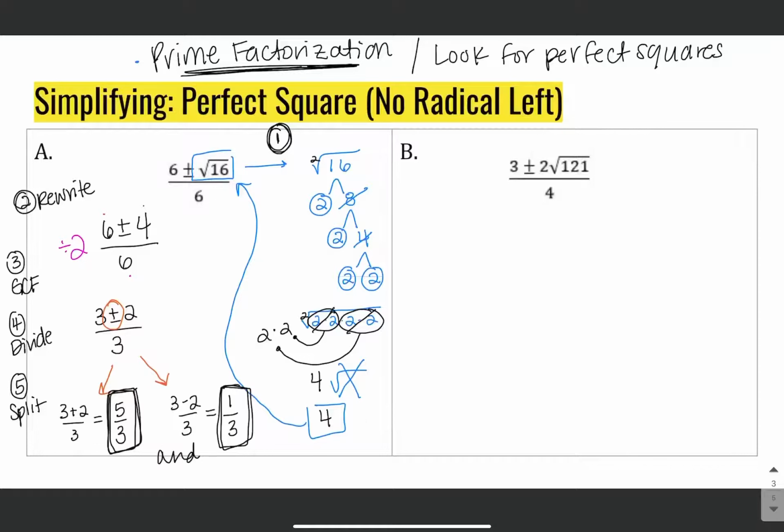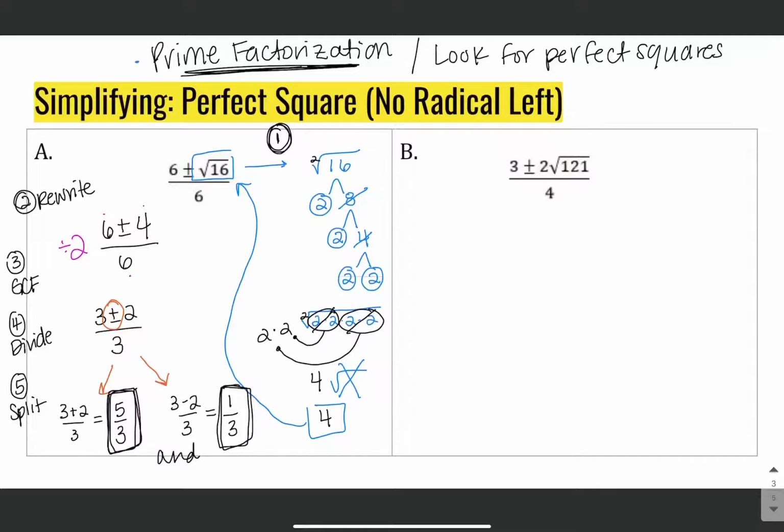So again, I first started off with simplifying the radical. I rewrote my problem once I simplified my radical. I figured out the GCF. I divided with the GCF. And then I split my fraction into the 2 pieces using the positive and the negative sign. Let's look at another one.